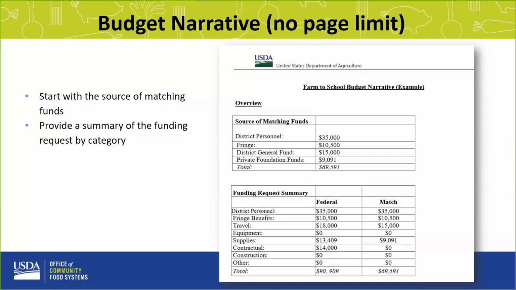First, the budget narrative should have an overall budget description with the source of the matching funds as shown in this example, which is also provided on our website. A funding request summary should follow, outlining the federal and non-federal match components of the project budget by category.